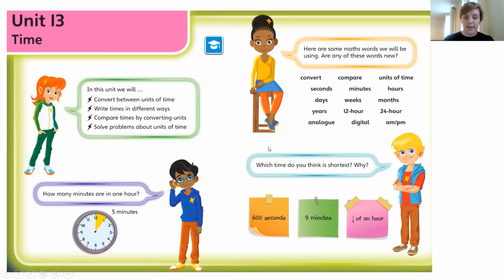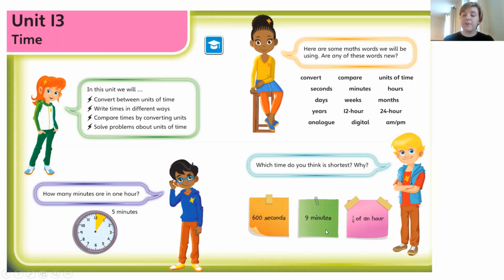Now, quick question here. Which time do you think is the shortest? Why? We have 600 seconds here. We have 9 minutes here, and we have 1/4 of an hour. Now, they're in different units. This one's been measured in seconds, this one in minutes, and this one as a fraction of an hour. So what I'm going to do is I'm going to convert them. I'm going to change them all into minutes.